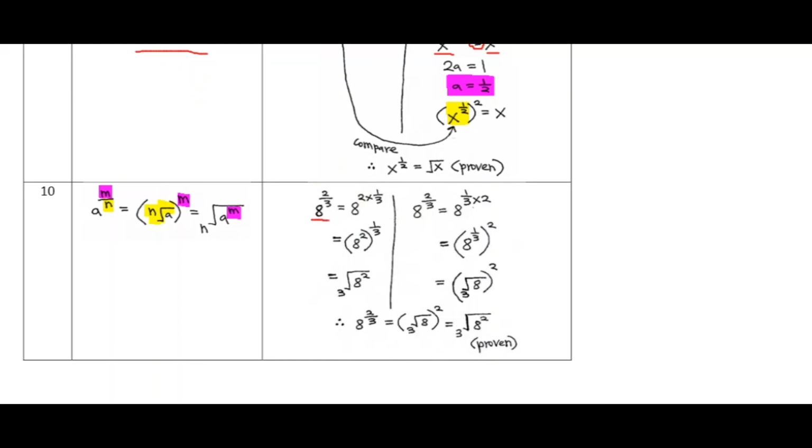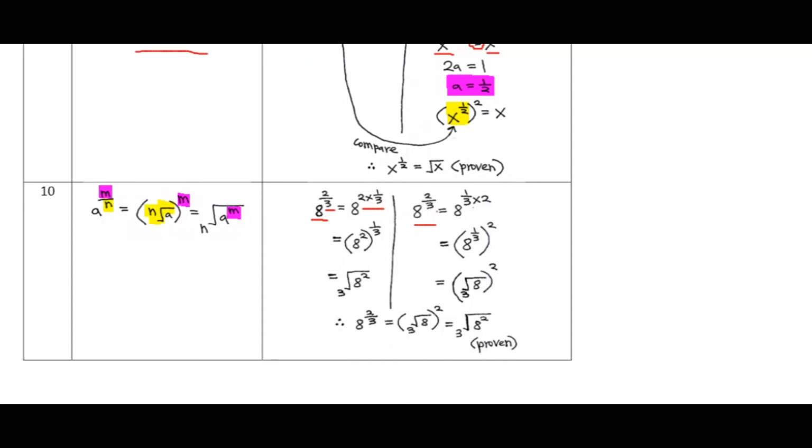Okay, so I'm starting on 8 to the power of 2 third. How do I manipulate this? As you can recall, if I have 8 to the power of 2 third, this 2 third power is the same as 2 times 1 third, correct? 2 times 1 third will give me 2 third, right? So 8 to the power of 2 third is the same as 8 to the power of 2 times 1 third, because 2 third is the same as 2 times 1 third.